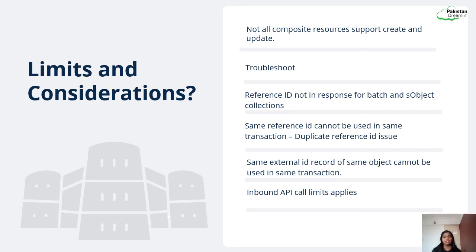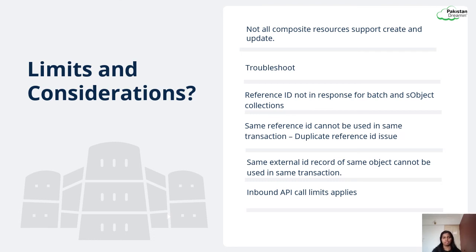Reference ID will not be there in the response for batch and subject collection. In the demos, you saw how useful the reference ID is, but this will not be there in the response for batch and the subject collection. Same reference ID cannot be used in the same transaction. It will hit duplicate reference ID issue. Same external ID record of the same object cannot be used in the same transaction.